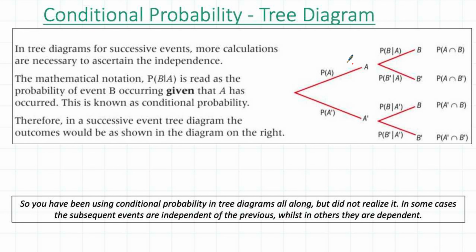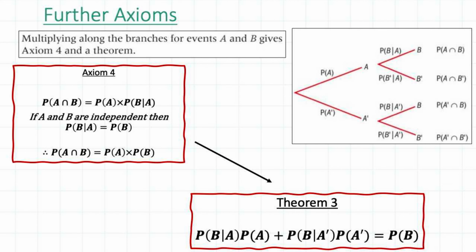Now, this might be completely independent of A, so they're not related, or it might be influenced by A. We'll talk about that when we combine conditional and independent. We know that if I multiply the branches for events A and B, I get the intersection: the probability of A intersect B is the probability of A times the probability of B given A. So this is the fourth axiom.